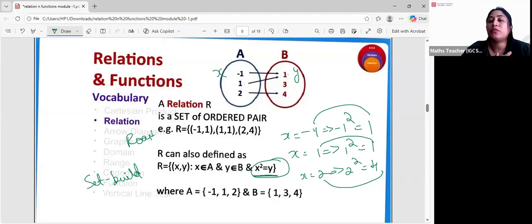So when the elements of set A are related to set B with some condition, so they are related with some condition, then we're gonna call that relations. Okay. So this is the definition of relations. And they are related.